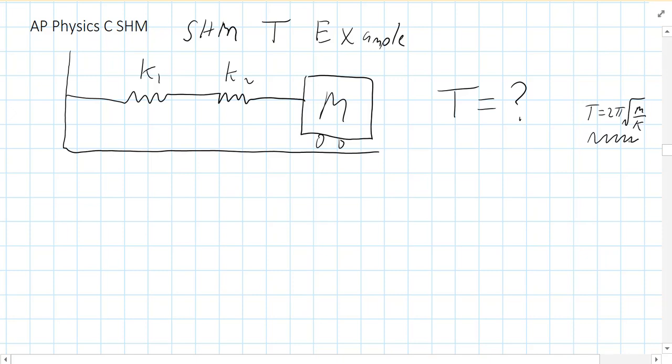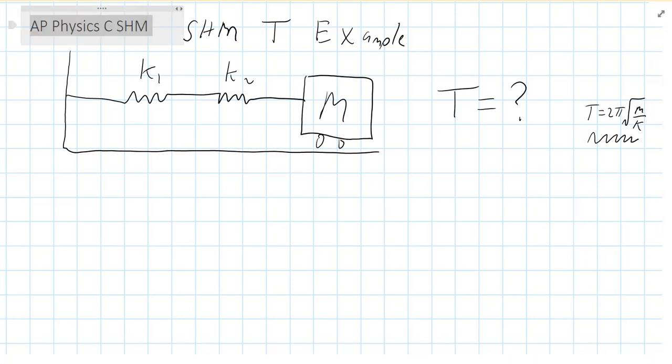So the first tendency for students oftentimes is to say, oh, okay, for K, I'll just add K1 and K2, and then that'll be my answer. And that would be wrong. So don't do that.